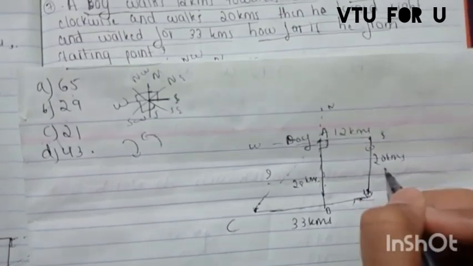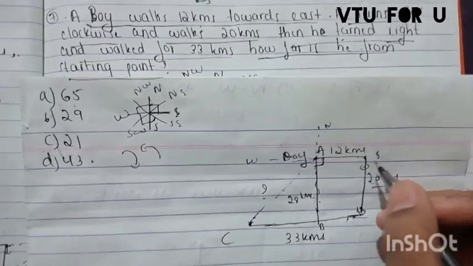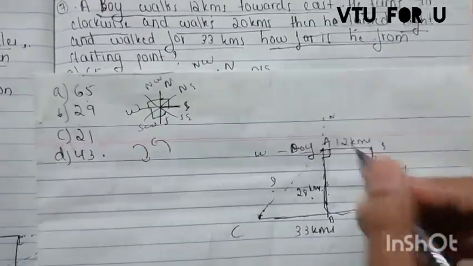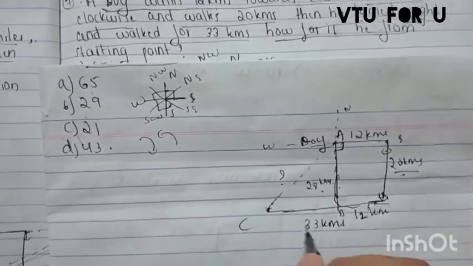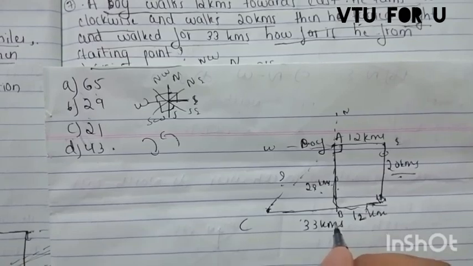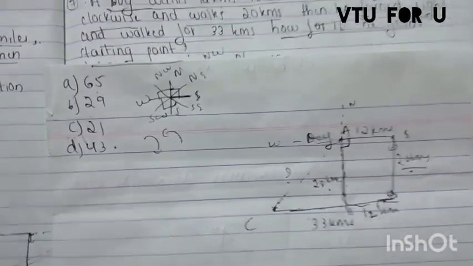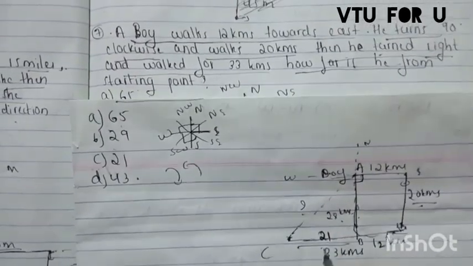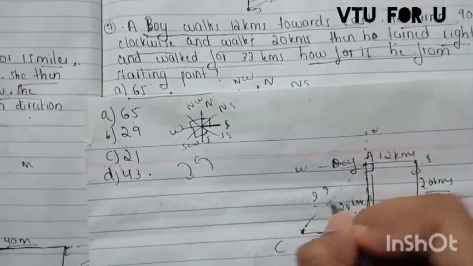As I said earlier, if this is 20 kilometers, this is also going to be 20 kilometers, because by the rule of rectangles, opposite sides are equal. This is 20, this is 20, this is 12, so this should also be 12 kilometers. If this is 12 kilometers, then what is this one? 33 minus 12 is 21. So we have this distance 21, this as 20, and we have to find this.